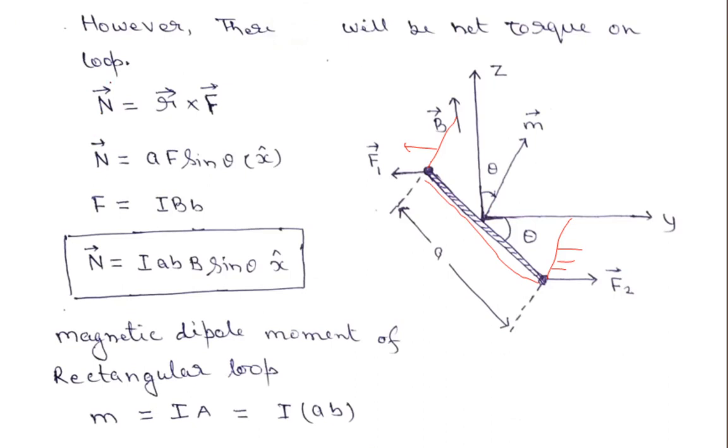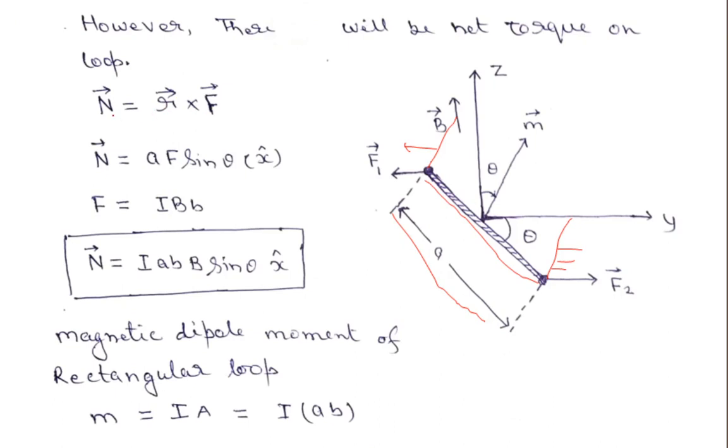We can define the torque N vector equal to R cross F. Here R is basically the length of this side, so this is the length of the side, and F is the force which is acting on the, let us say, couple force. So for R cross F, we take R equal to A, and we have already calculated that F is equal to I B b, with capital B and small b, but they are making a cross product, so that is R into F into sine theta.